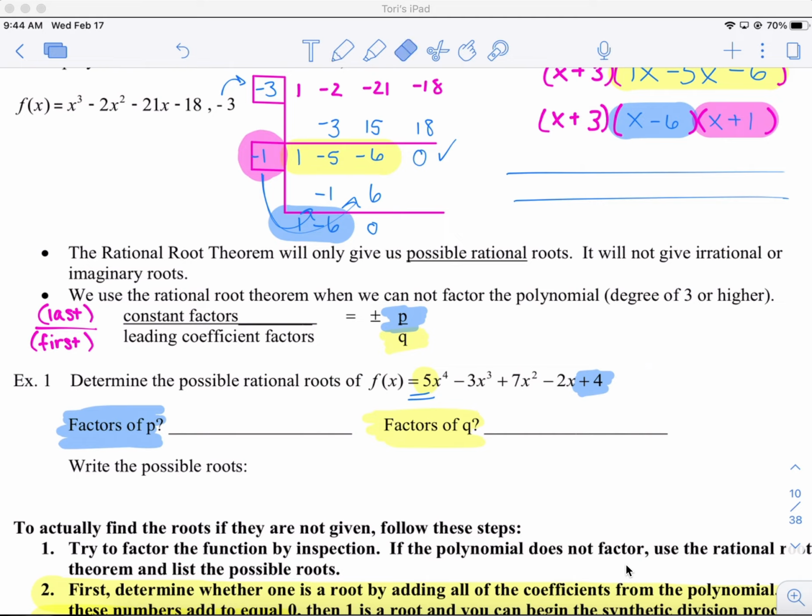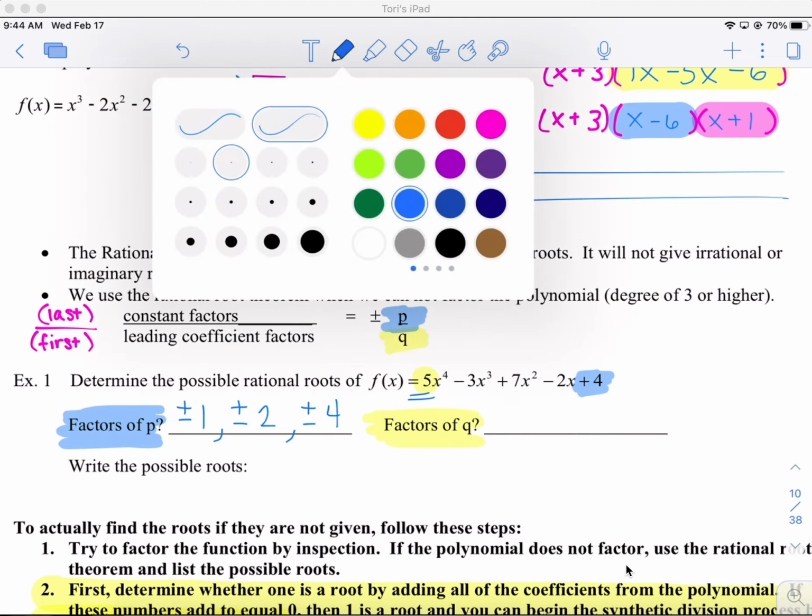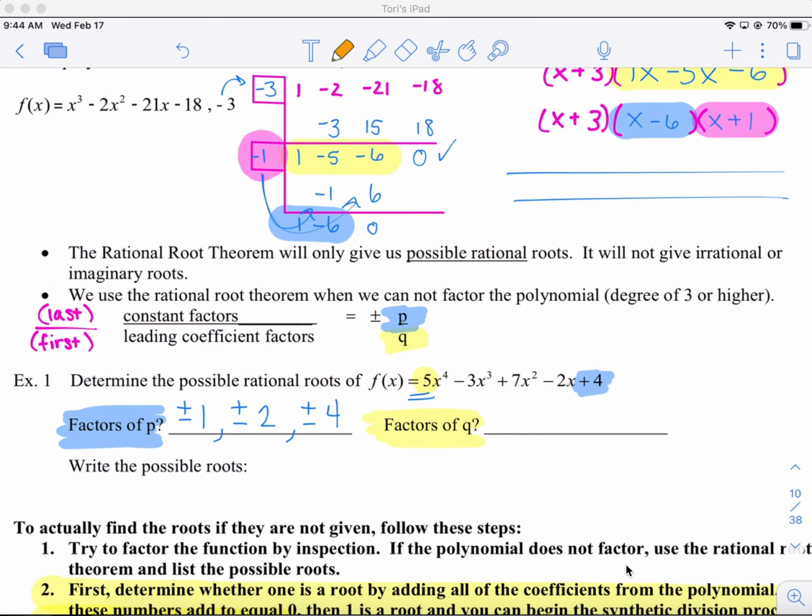So if we were going through this, all my factors of p, that's the 4, I could do a positive or a -1, positive or a -2, positive or a -4. All those numbers go into 4. When it comes to q, that's that front number 5, all the different numbers that go into 5, positive -1, positive -5. That's great.